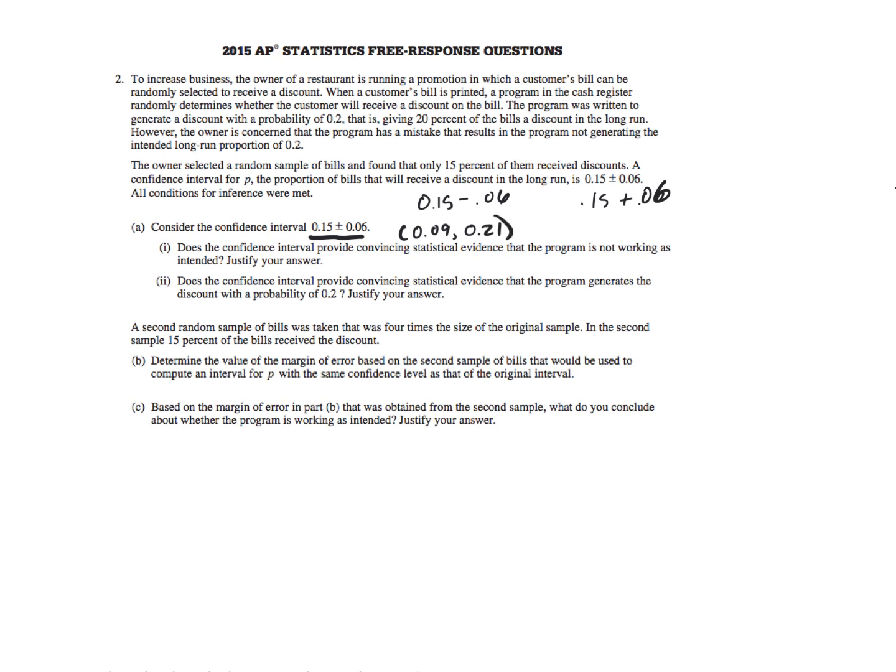And the whole idea is we're trying to decide, do we have evidence to say it's not 20%, like the program is supposed to do? Part one of part A is asking, does this interval suggest that it's not 0.2? What do you guys think? No? Why not? Yeah, so you could say no, and to justify your answer, 0.2 is in the interval.